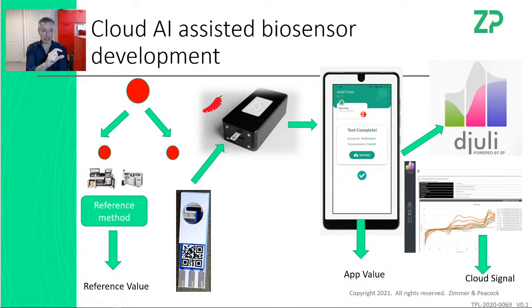We have cloud signal, or cloud raw data. So we end up with the reference value, which we sometimes call the gold standard, how it's done today. Then we have the app value, where the sample has gone onto our sensor and our meter and given us our app value. But because we're using smartphones, the raw data, in this case the cyclic voltammetry, has gone to the cloud. So now we're able to look at the sample in three ways: the reference value, the app value, and the cloud signal. We want the reference value and app value to be essentially the same.